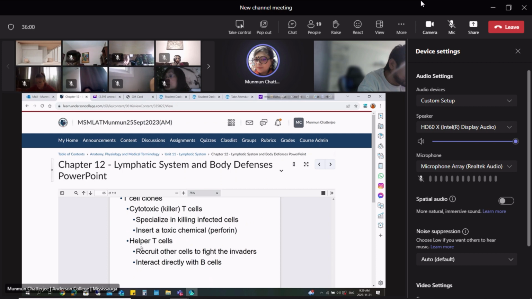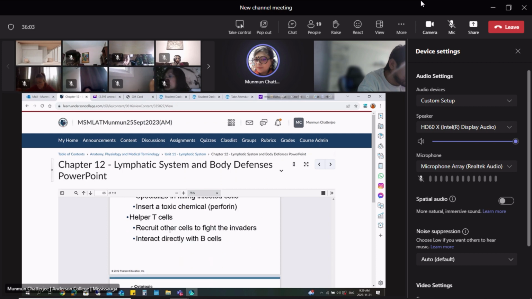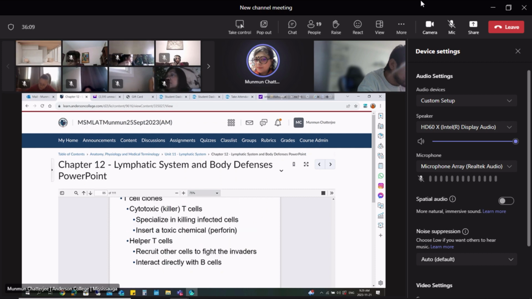And there is another kind of T cells that recruit other cells to fight the invaders. They cannot do it by themselves, so they call the other cells. Okay, come on, there is an invader, so we have to kill it. So they help to recruit other T cells or the B cells to help. They can interact directly with the B cells too, because they are the helper T cells.